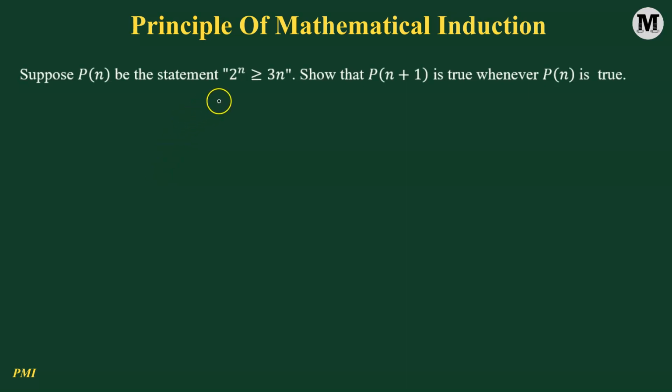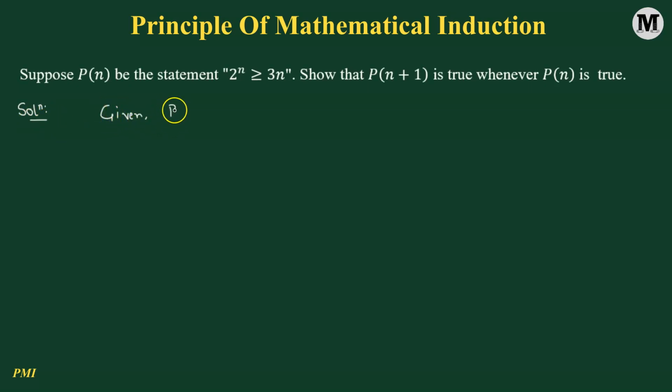Suppose P(n) be the statement 2^n ≥ 3n. We need to show that P(n+1) is true whenever P(n) is true. Okay, let us begin. So here we have the statement. So we're going to rewrite the statement.